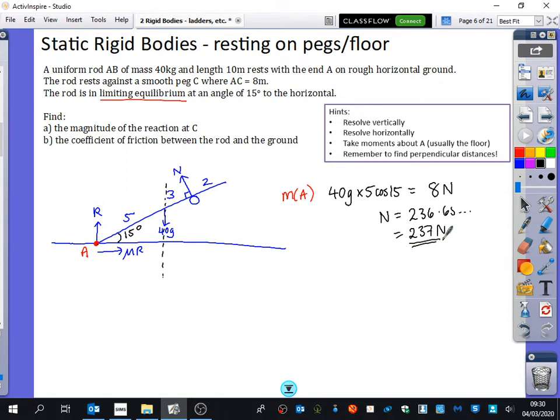Okay, good, because I'm rushing. Now this is the bit that's different. This is the part where in ladders, resolving up and down and resolving left and right was just like baby work. It was just like the forces were already doing that.